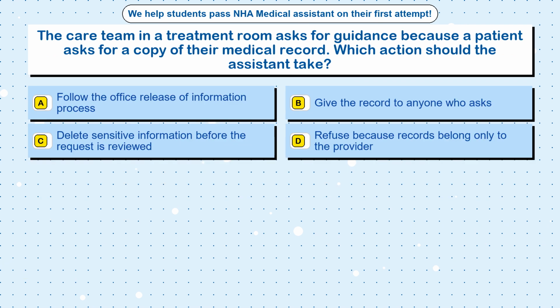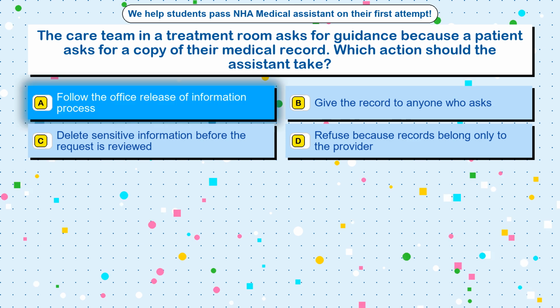Question 2. The care team in a treatment room asks for guidance because a patient asks for a copy of their medical record. Which action should the assistant take? Option A, follow the office release of information process. Option B, give the record to anyone who asks. Option C, delete sensitive information before the request is reviewed. Option D, refuse because records belong only to the provider. The correct answer is option A, follow the office release of information process.